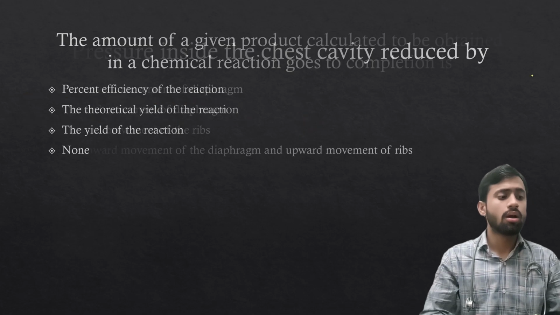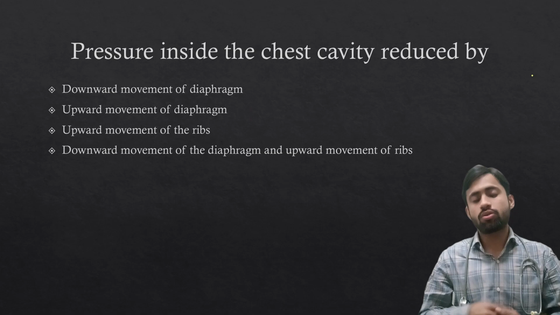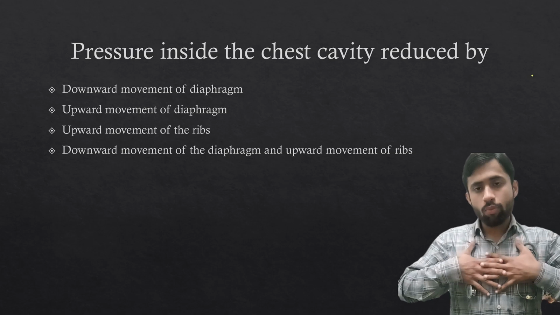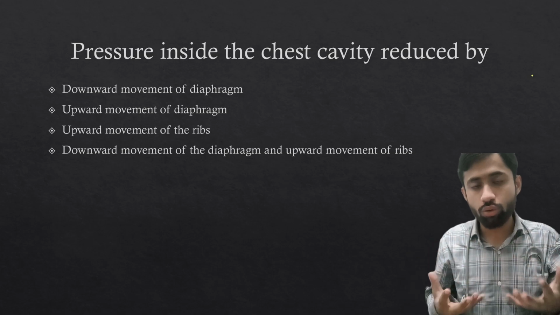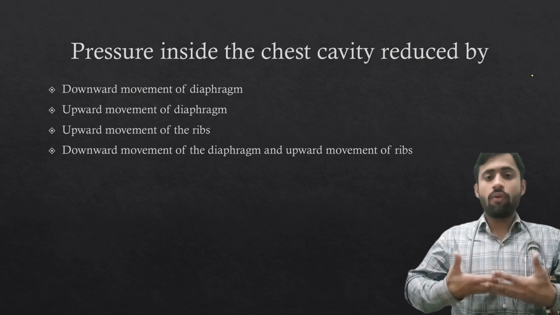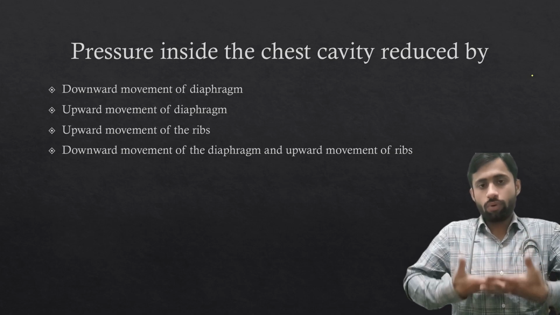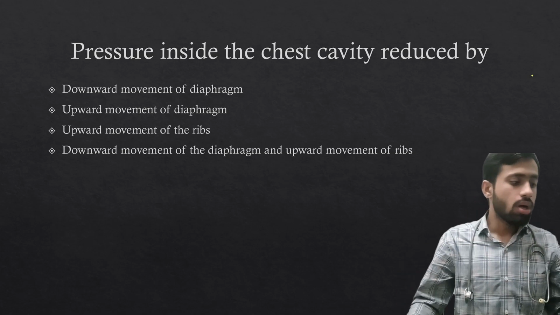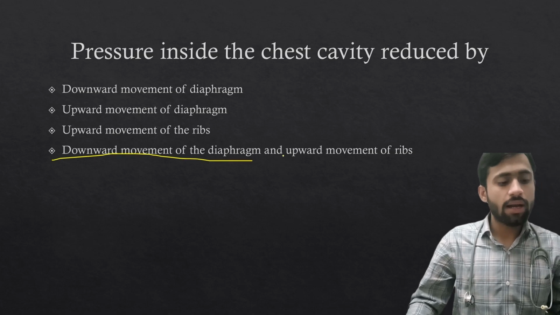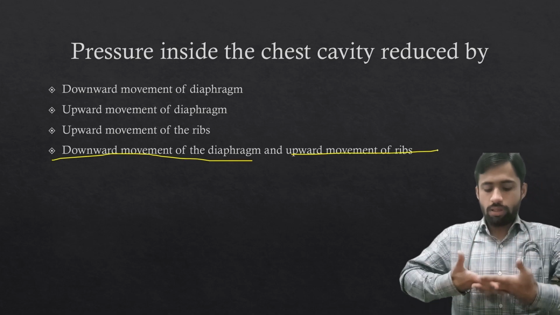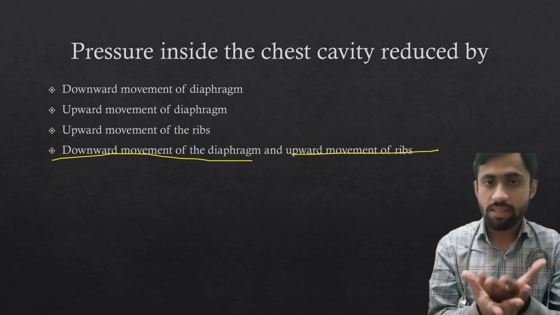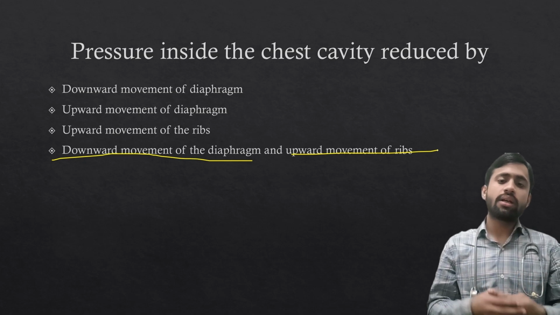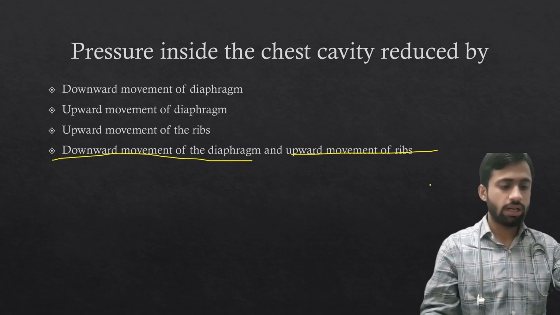Okay. Next, pressure inside the chest cavity can be reduced by. So you have to reduce the pressure in your chest cavity. Your ribs will be moving forward while your diaphragm will be moving downward. The diaphragm will move downwards or become more flat, losing its dome shape, while the ribs move upward and forward. That will increase the space inside the rib cage, the thoracic cavity, and it will reduce the pressure. Okay, so delta is the right answer.